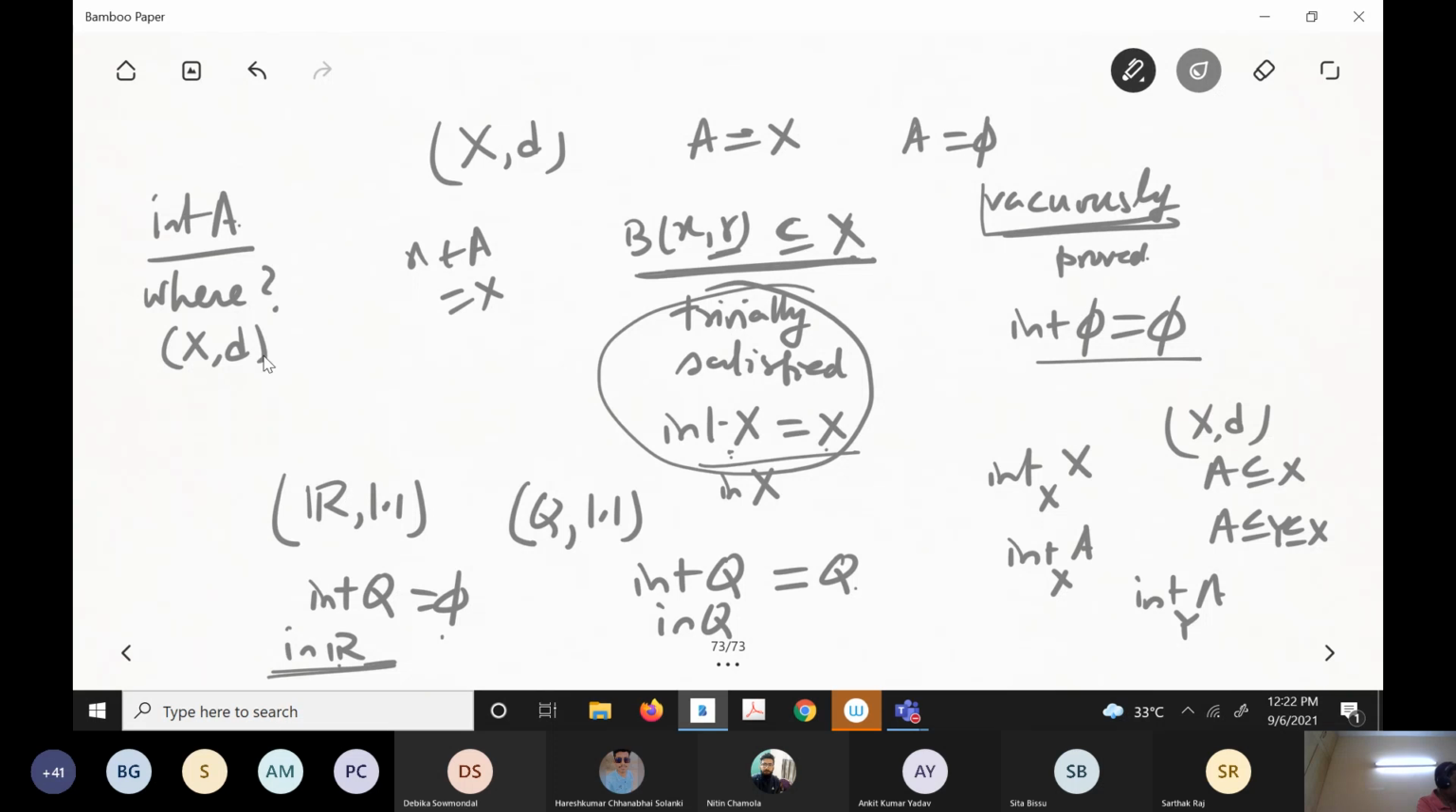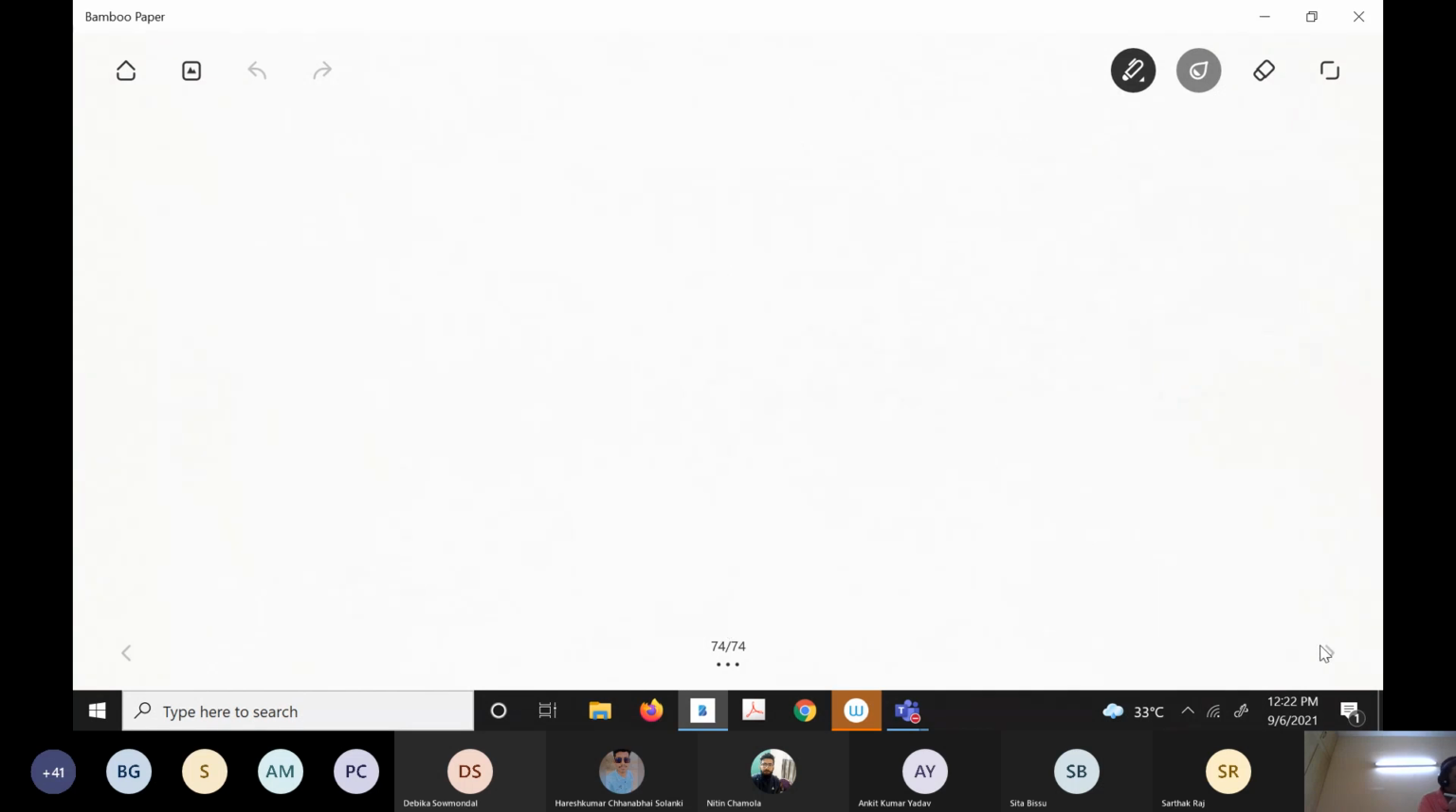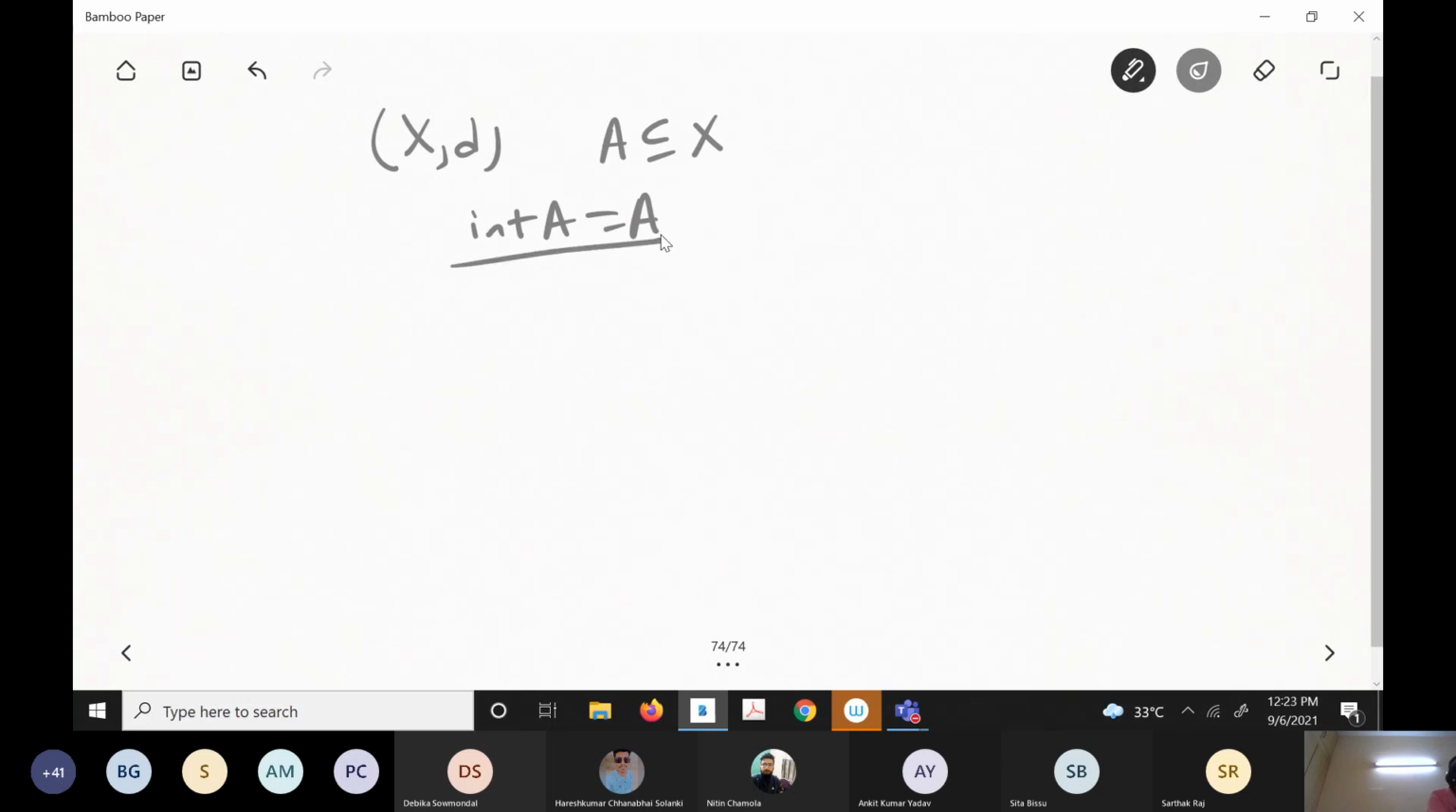Now look, the case where interior of A is equal to A. So, basically, definition 3, page 61. (X, d) is a metric space, and A is a subset of X. Now suppose you have this. If you have this, then A is called an open set. A is called open. Be careful, you should actually say open in (X, d). When you say just open, you should have in your mind where it is. So in the beginning you should write that: A is called open in (X, d).